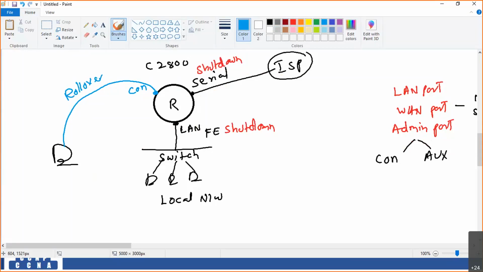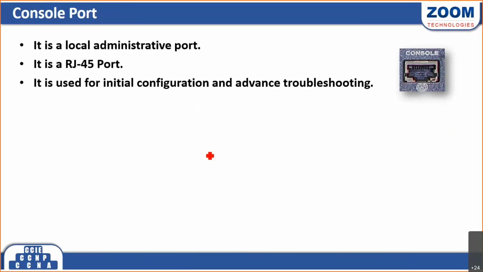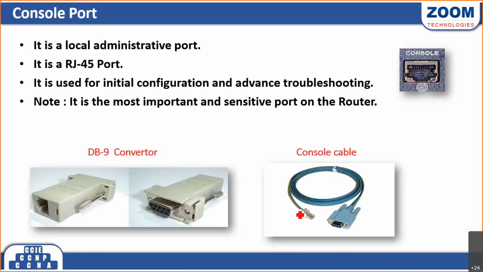So the console cable is for initial configuration, using the RJ45 port, a local administrative port. It is used for initial configuration and advanced troubleshooting. That is the console cable. Please read this point.